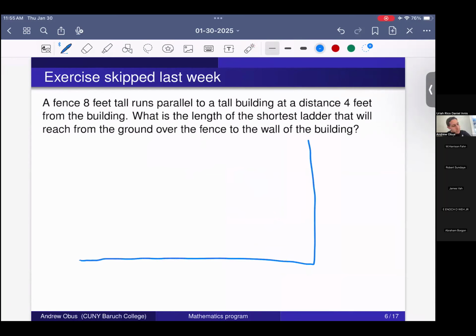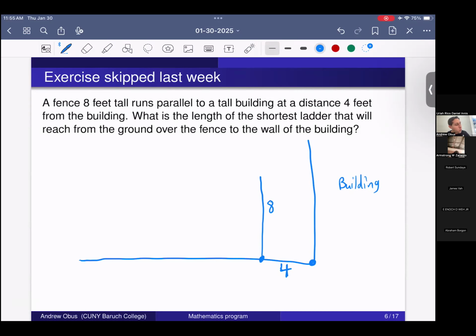Okay, so this is 4 over here. The fence is, oh, sorry, not 4. Sorry, this is the building. Let's call this the building. And we have a fence that's 8 feet tall. Put the 8 over here. And then the distance between the fence and the building is 4 feet. Okay, so we write that over here.